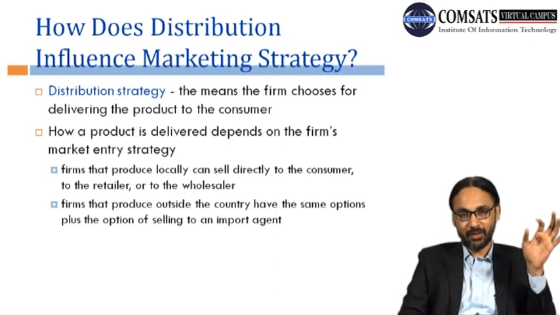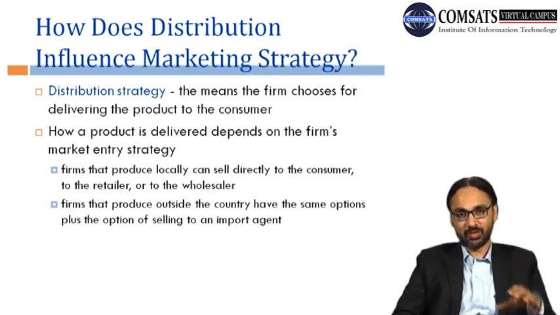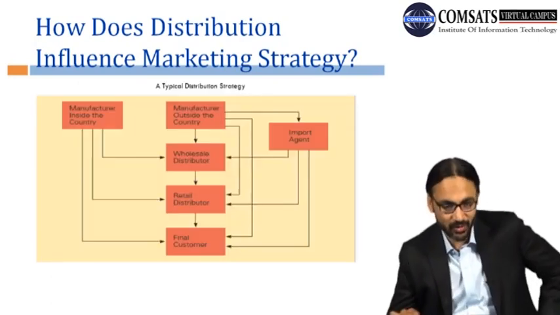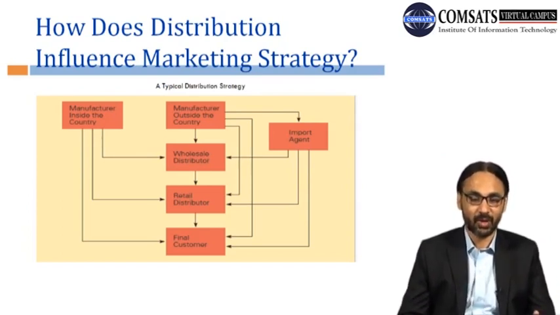But if that company is producing their product in another country, they have these three options, and they have a fourth option as well, which is the use of import agents who are going to distribute the products to the consumers. Okay, graphically we can show this distribution strategy in this way.